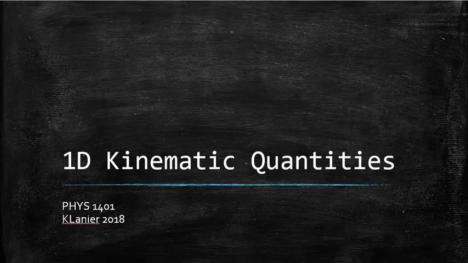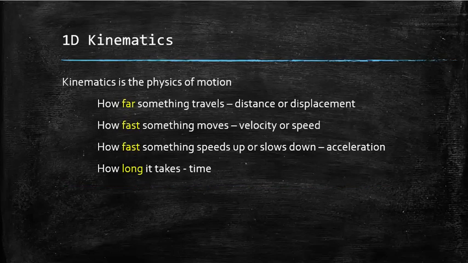So we're going to talk a little bit about the one-dimensional kinematic quantities. And this is basically the physics of motion. So we're going to talk about velocity, speed, displacement, acceleration, and we're going to talk about it in one dimension, which means it's going left to right, up, down, very, very simply, so we can focus on what these things really are.